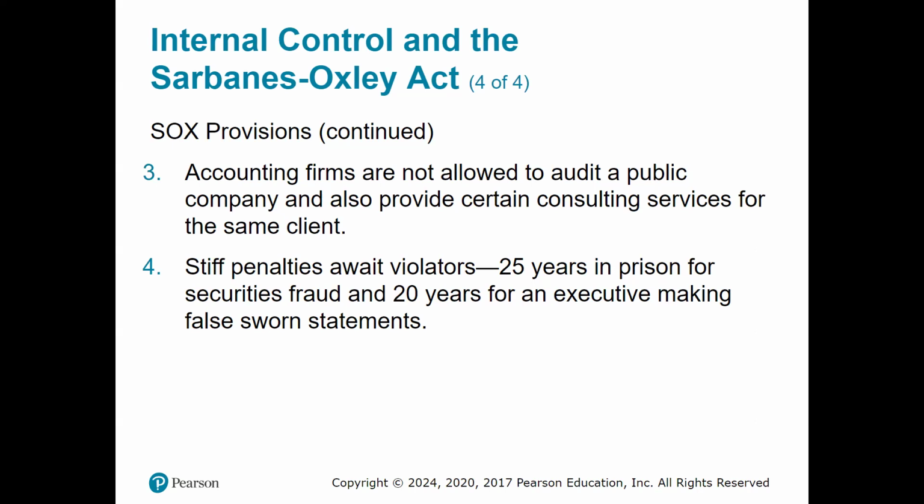And then any violators of the rules of Sarbanes-Oxley, you could get 25 years in prison for securities fraud. And if an executive swears that they are unaware of fraud or other things, and then they are found to be dishonest, they can get 20 years in prison. So important legislation. It's mostly related to public companies, but it's important to know about.